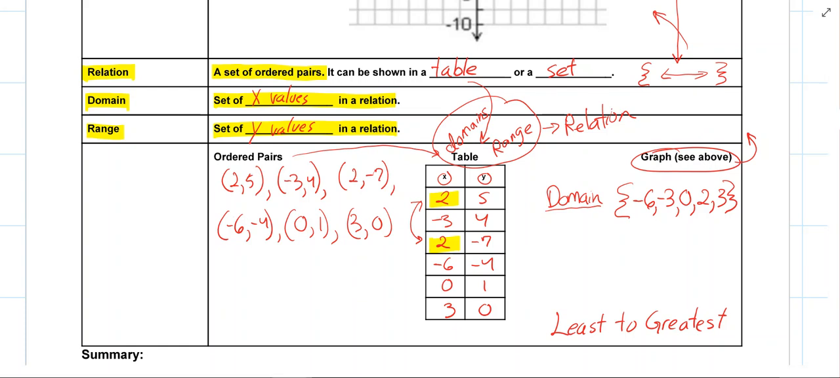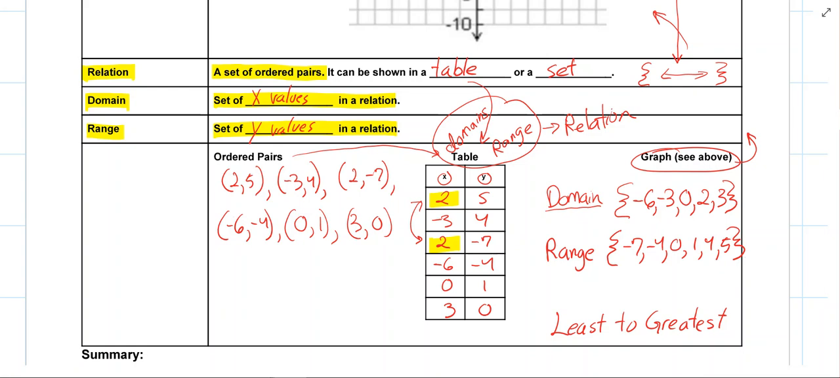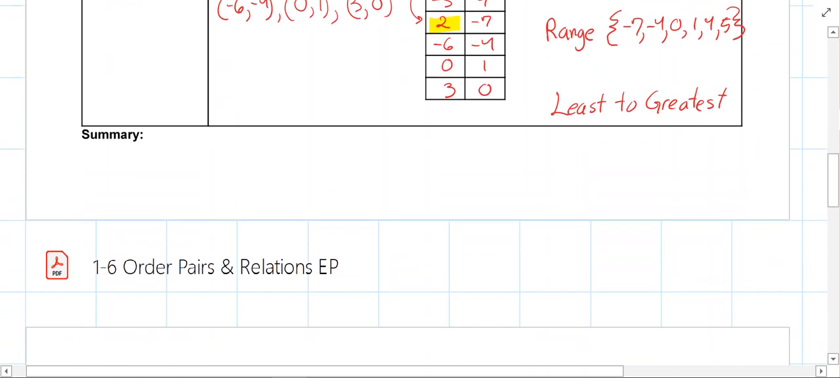Okay, now we're going to go on to the range. So you list it, you say range, you got to say what it is. Beginning brace, you look on the y's. Now you look for the smallest, -7, then -4, then 0, 1, 4, and 5. End brace. Okay, there were no repeating ones in the range, so I had to list them all from least to greatest. All right, let's go down and practice on the odds down below.